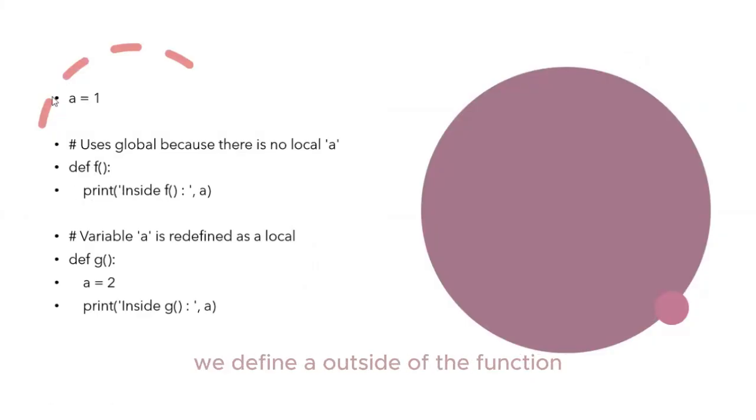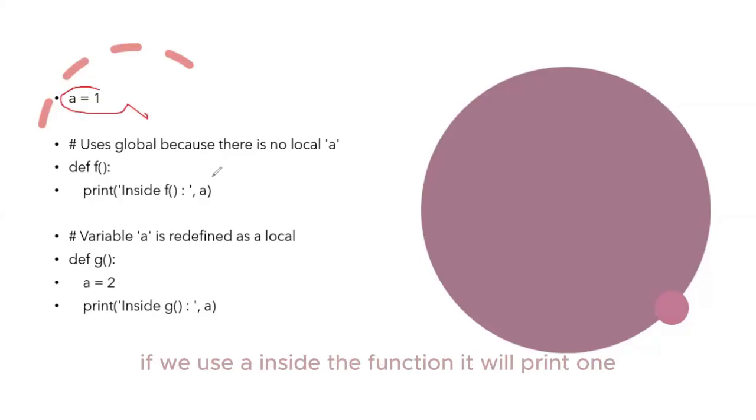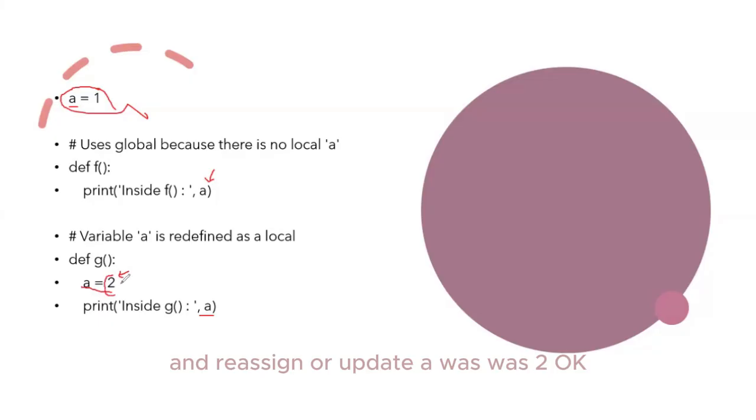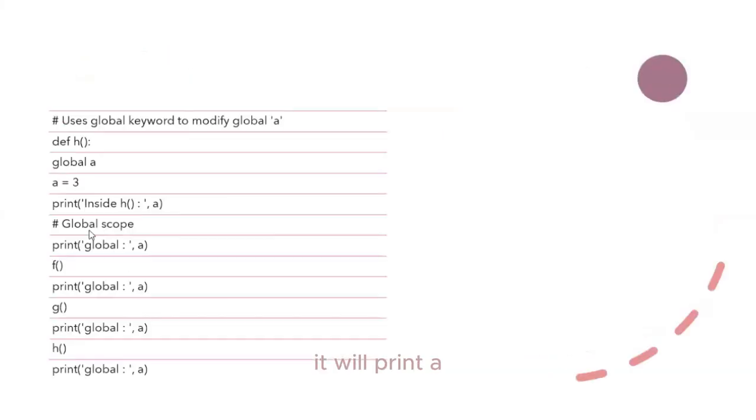We defined A outside of the function, so A is a global variable. If we use A inside the function, it will print 1, which is the value the variable was defined with, because 1 is defined in the global A. But if we define A here again and print A, it will print 2, not 1, because A is local and we reassign, or update, A with 2. Otherwise, it will print the global variable.